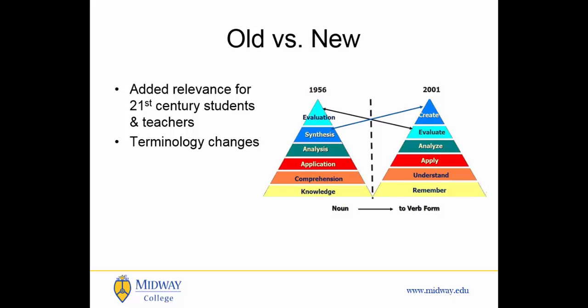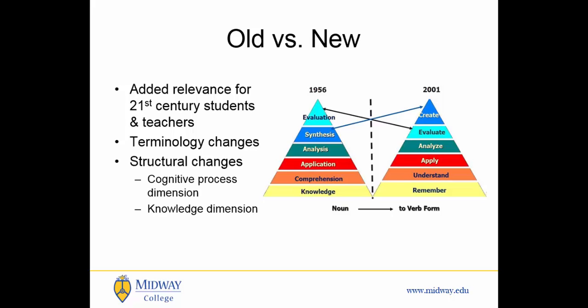Comprehension and synthesis were retitled to understanding and creating. The major differences lie in the more useful and comprehensive additions of how the original taxonomy intersects and acts upon different types of knowledge. This will be discussed later in this presentation.